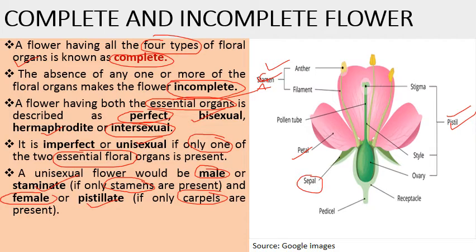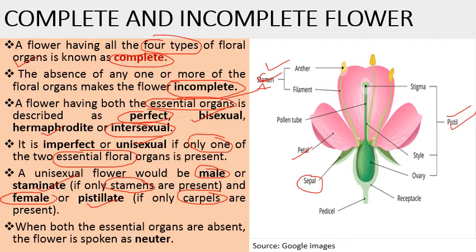So on the basis of presence of male part or female part, we use the term staminate or pistillate flowers. Staminate for male flowers, and the pistillate term is used for female flowers, which bear only carpels. When both the essential organs are absent, that flower is said to be neuter flower. In neuter flowers, both the sex organs are undeveloped or dysfunctional, and these plants reproduce by means of asexual reproduction. So this is all about the complete and incomplete flower.